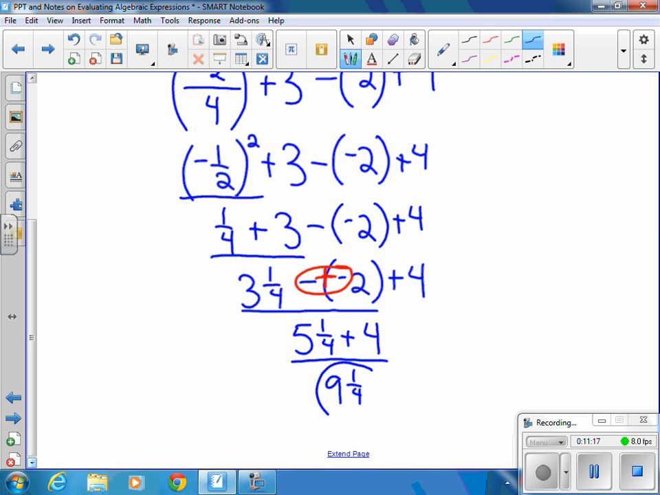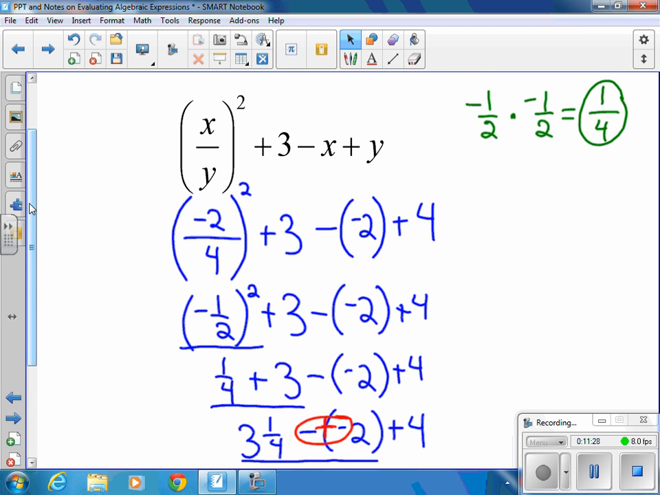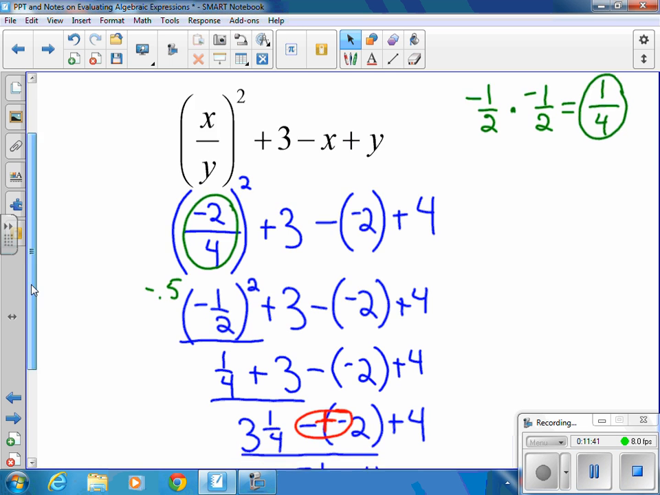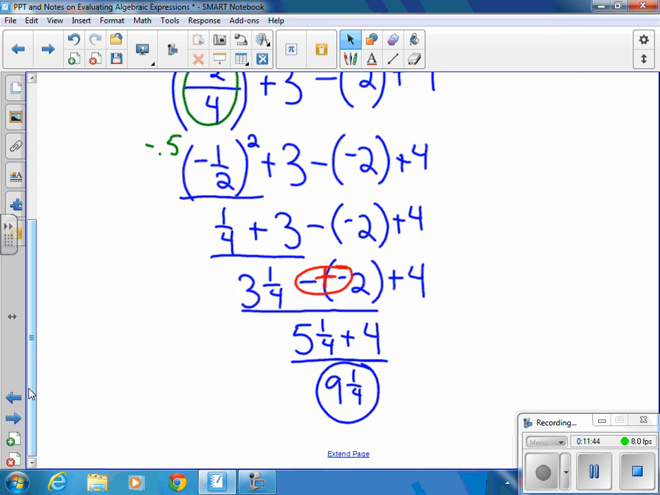And I'm all done. If you wanted, you could make that 0.25. Or back in the beginning, you could have actually done the division. When we look back up here, I could have done the division right here to say -2 divided by 4. And I would have come out with -0.5 for my answer down here. Either way, it still gives us the same answer. So if you have a decimal final answer of 9.25, that's okay. That works too.